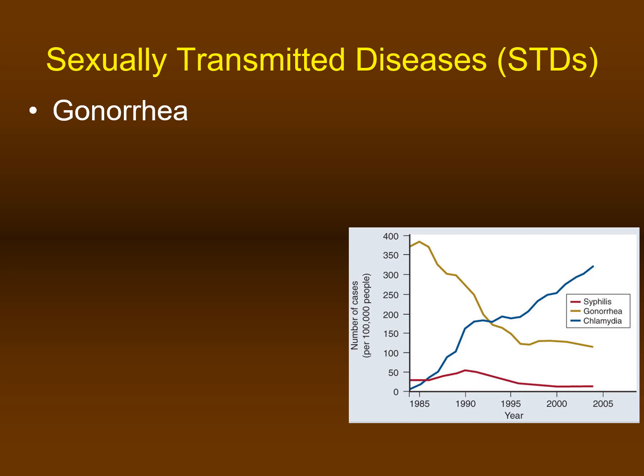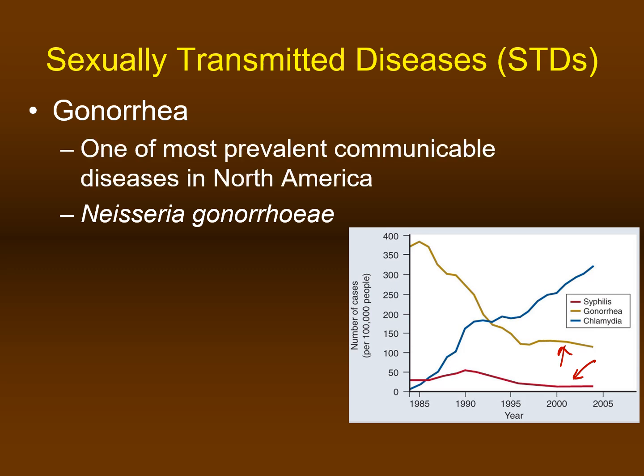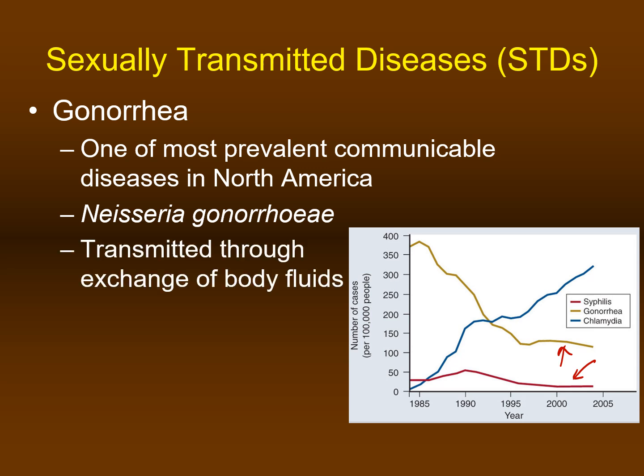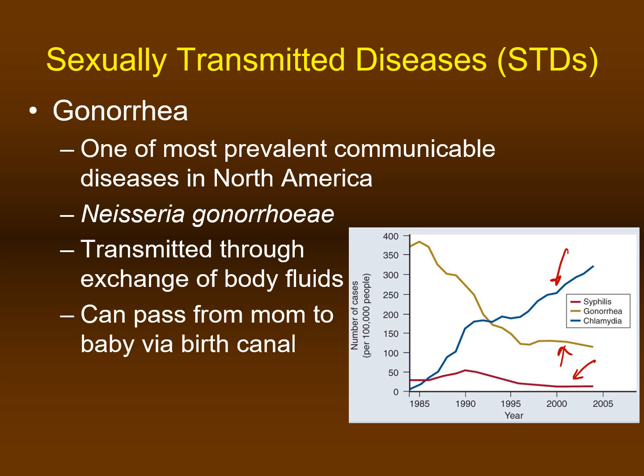Bacteria are also an important cause of sexually transmitted diseases. For example, gonorrhea. You can see that in the United States, the rates of gonorrhea are on the decline, as well as the rates of syphilis. Gonorrhea is caused by a microorganism called Neisseria gonorrhoeae. It is still one of the very prevalent diseases in North America, but you can see that chlamydia sort of takes over. Gonorrhea is transmitted via the exchange of vaginal and penile secretions and can even pass from a mother to child when the child passes through the birth canal.